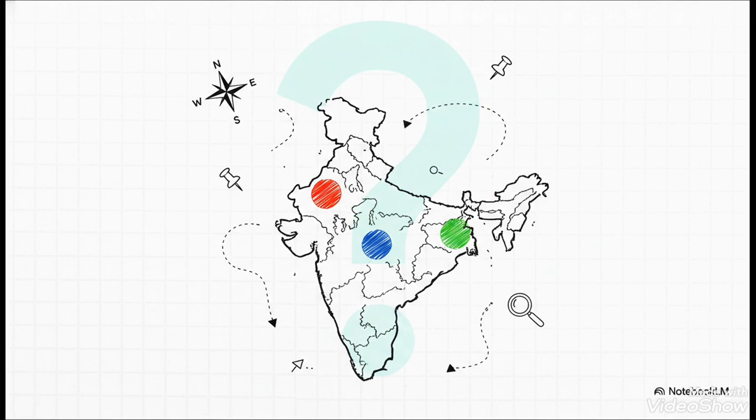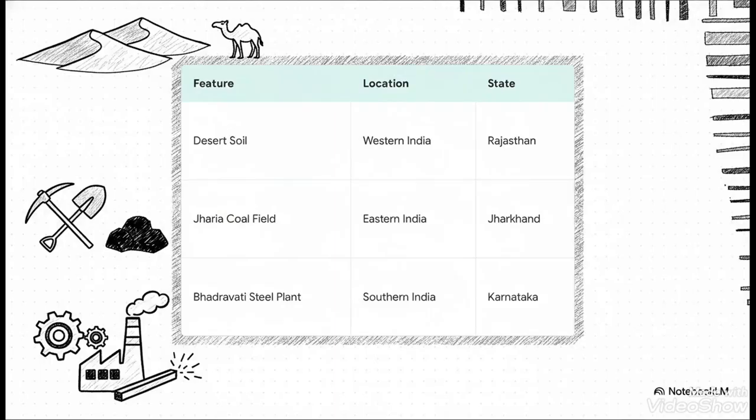Next up is the map work. You were asked to find 3 specific spots on a map of India. Even though we can't draw here, let's talk about exactly where they are. Here are the locations you needed to know.